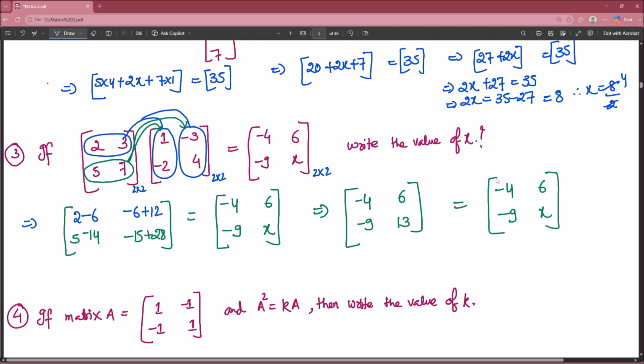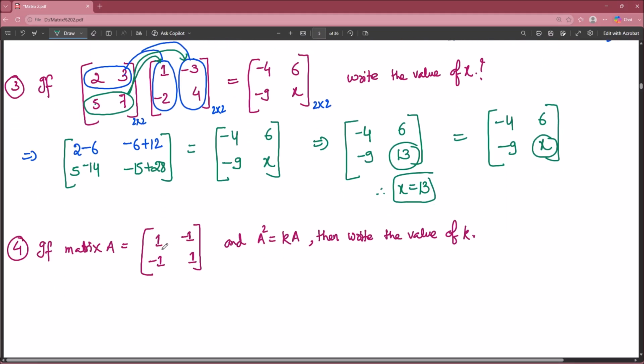If we compare the elements of the two matrices on each side, minus 4 is equal to minus 4, 6 is equal to 6, and minus 9 is equal to minus 9. The value of x is equal to 13. Therefore, x is equal to 13. This is the solution of this equation.